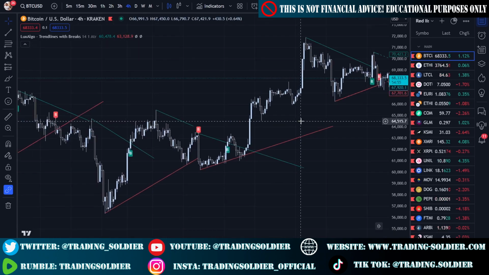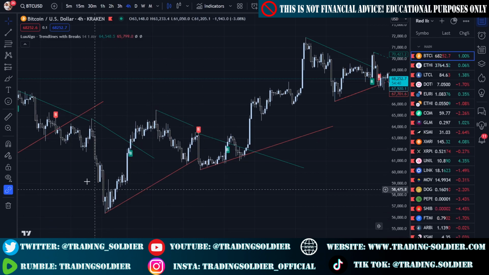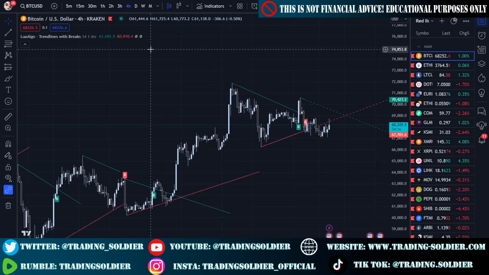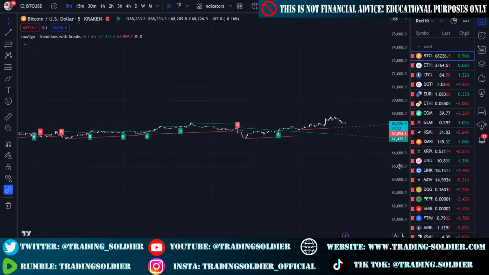Basically, what this indicator does, and its cool feature, is that it auto-detects the ascending and descending trend lines automatically by, let's say, linking the last swing highs and the last swing lows of the different periods on the price.